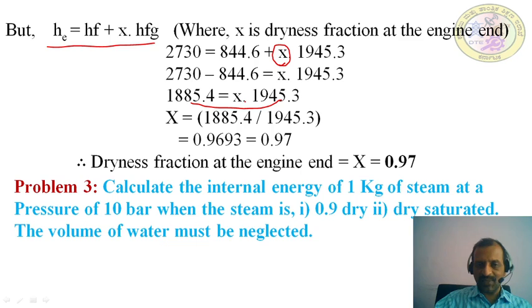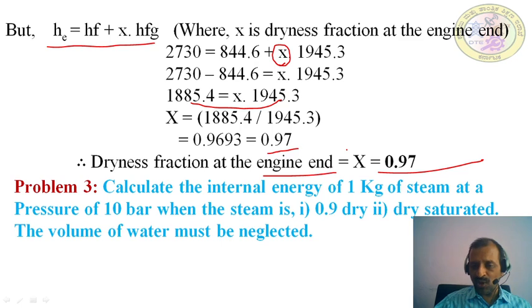Then X is equal to 1885.4 divided by 1945.3. So this is equal to 0.9693, and I'll write it as approximately 0.97. This is the value of X, the dryness fraction. So the dryness fraction at the engine end is 0.97, but at the boiler end it was 0.98. When it reaches the engine end, the dryness fraction becomes 0.97.